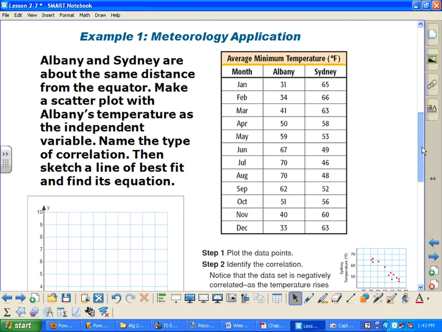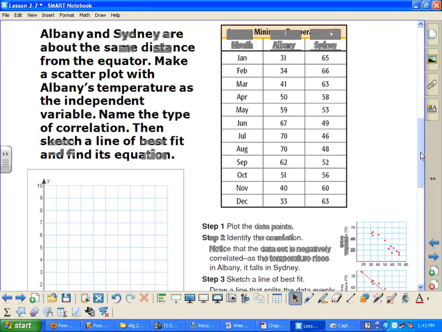So here we have Albany and Sydney, which are about the same distance from the equator. We're going to make a scatter plot with Albany's temperatures as the independent variable. What does that mean? Independent, where does that go? Is that X or Y? X. Okay. And so we're going to name the type of correlation and then sketch a line of best fit and find the equation. When we find this equation, we're actually going to use our calculator instead of doing that by hand.